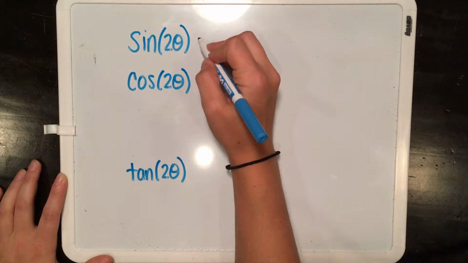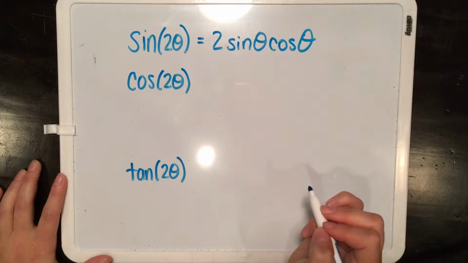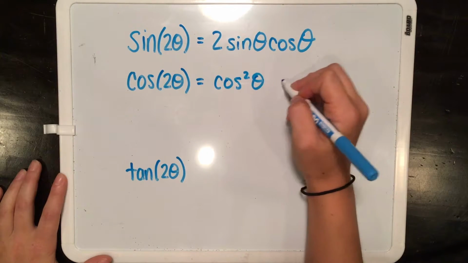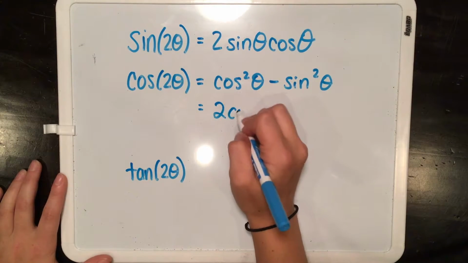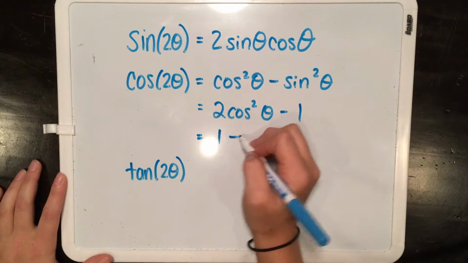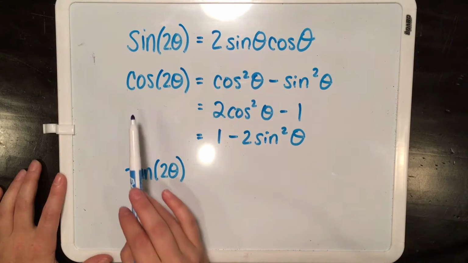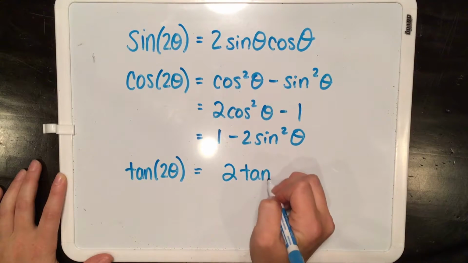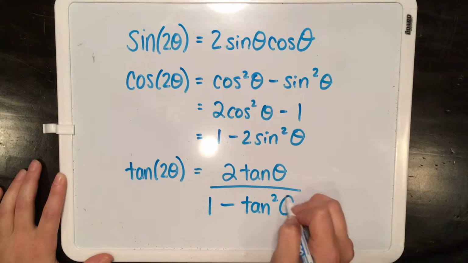Sine of 2 theta equals 2 sine theta cosine theta. Cosine of 2 theta has 3 equivalent identities: cosine squared theta minus sine squared theta, or 2 cosine squared theta minus 1, or 1 minus 2 sine squared theta. So all 3 of these identities are equivalent to cosine 2 theta. And tangent 2 theta equals 2 tan theta over 1 minus tan squared theta.